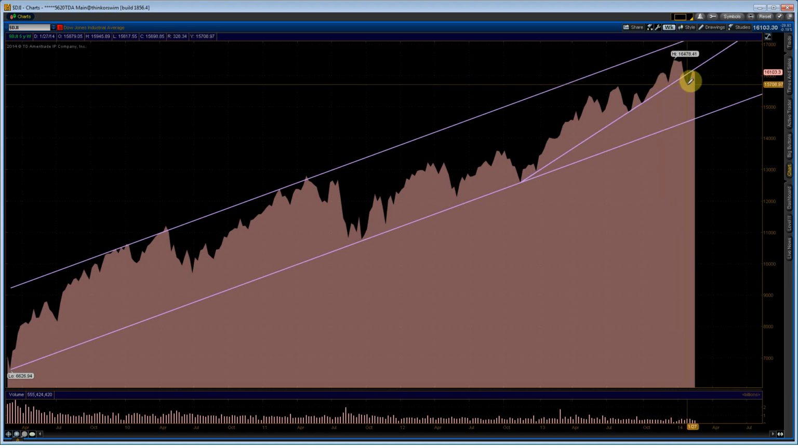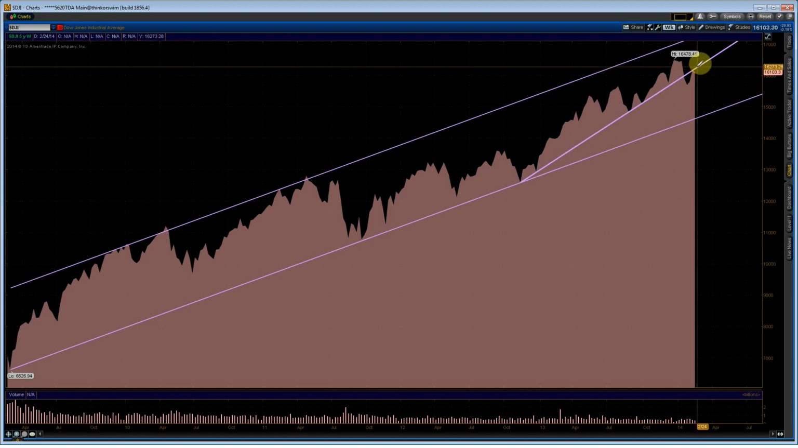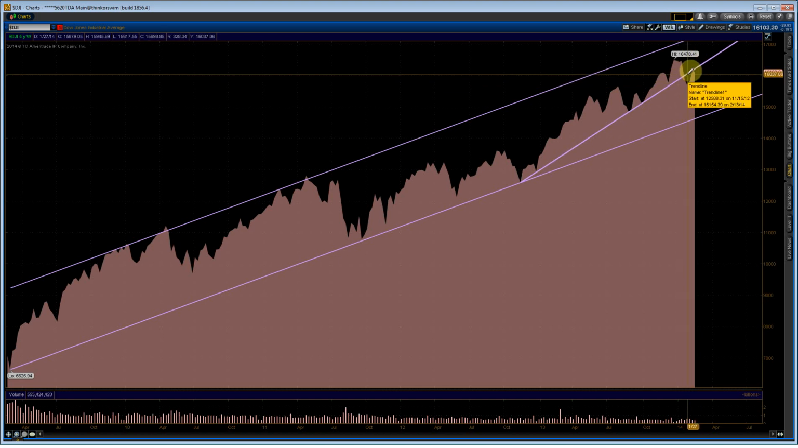Now, my concerns are that we will continue a pullback from a resistance point in the upcoming week. Does that have to happen? Is it guaranteed to happen? Absolutely not. Does it have a higher sense of probability that it will happen? Yes, it does.